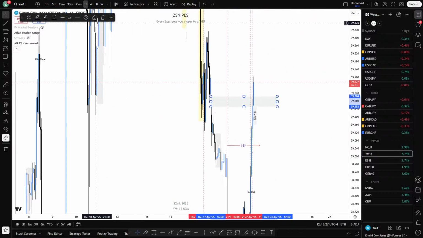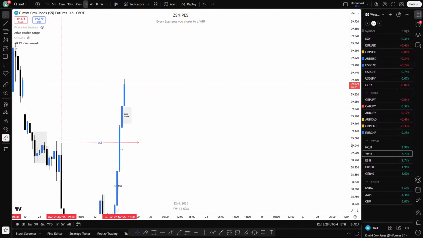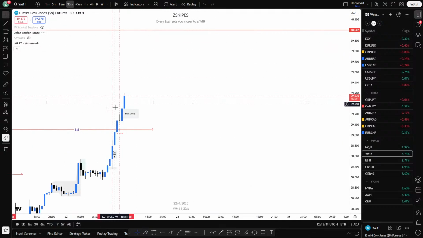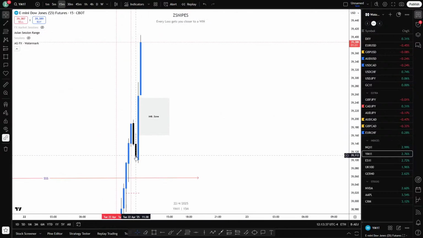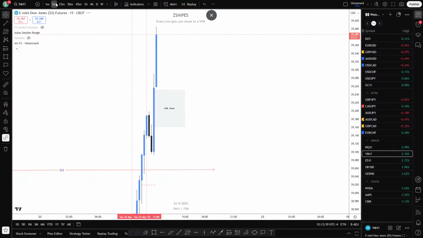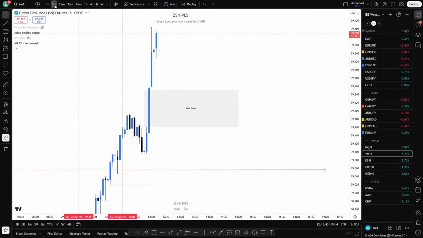Delete this gap right here. We filled it. That's what we were doing. Wow.